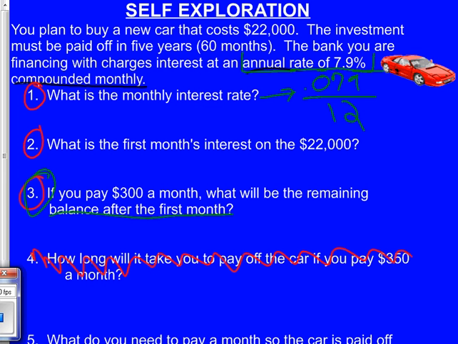So the second piece here is, what is the first month's interest on $22,000? What would be the first month's interest on $22,000? Does anybody have any ideas on how we could go about solving this?